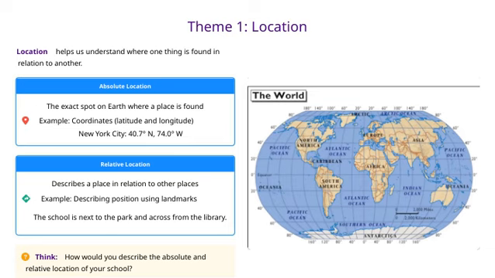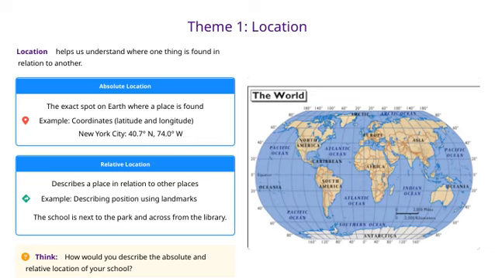Next, we have relative location. This describes a place in relation to other places around it. It's more about describing position using landmarks or familiar points. For instance, you might say, the school is next to the park and across from the library. It's a way to give directions or describe where something is without exact coordinates.